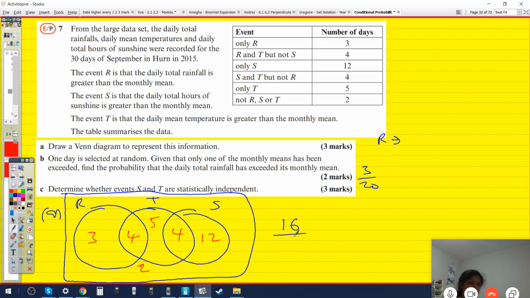So is it 16/30 for S? Oh, it would be 16. Oh, I did 12. Okay. And then that means T would be 13. Yeah, but that's still not going to give you 4/30. So that's not 4/30, therefore not independent.